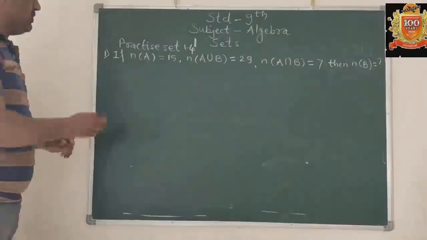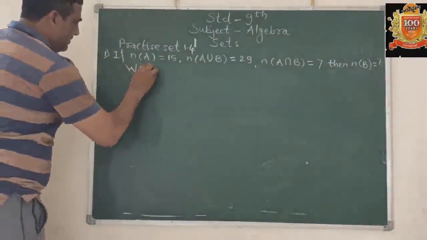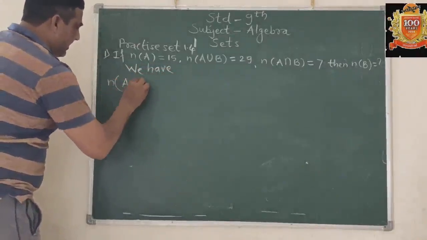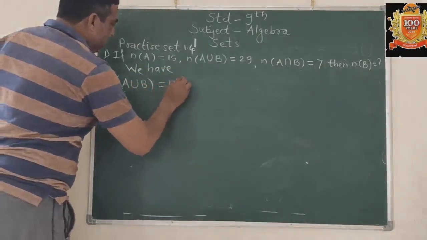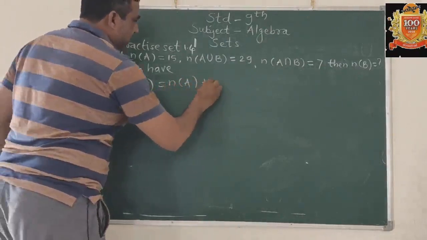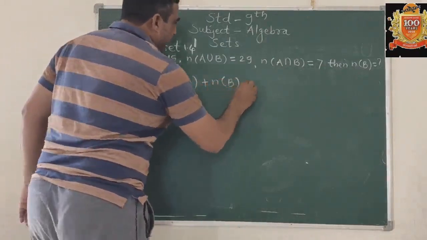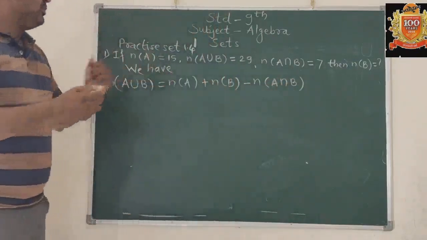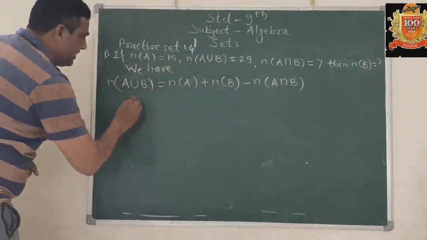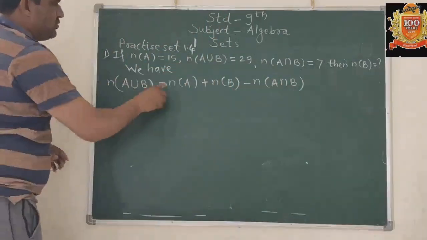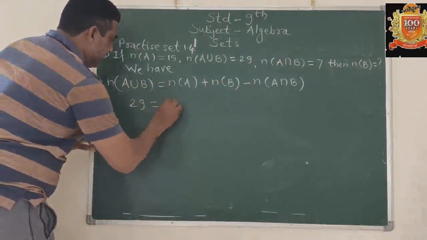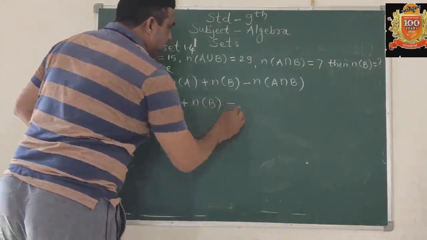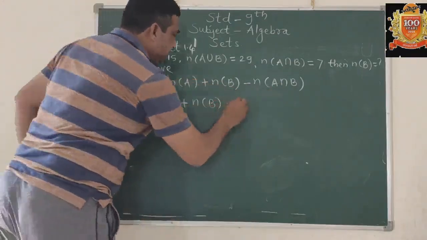So as we have already formula, we have this formula. Number of elements in A union B is equal to number of elements in A plus number of elements in B minus number of elements in A intersection B. Now let's put the values. So number of elements in A union B, 29, is equal to number of elements in A, 15, plus number of elements in B that you want to find out, minus number of elements in A intersection B, that is 7.